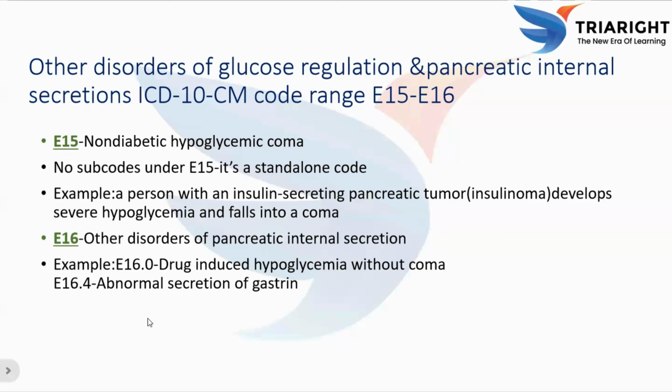Whereas the E16.4 code is abnormal secretion of gastrin. What do you mean by the gastrin hormone? The gastrin hormone is produced by the pancreas or stomach, which can lead to Zollinger-Ellison syndrome. This causes excess acid production and ulcers. So E16 denotes problems in pancreatic hormone secretion, like too much or too little insulin, gastrin, etc. This is the core range for glucose regulation and pancreatic internal secretion.